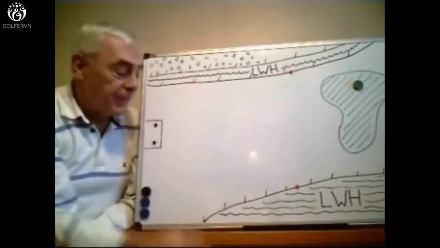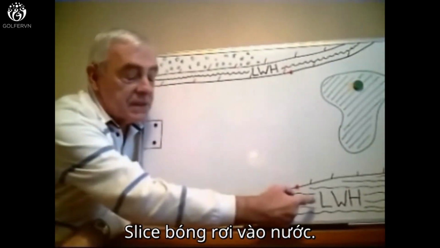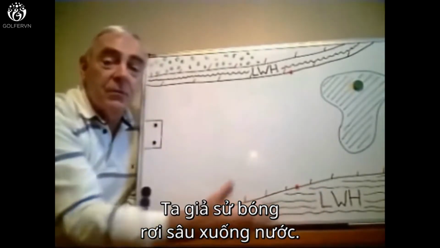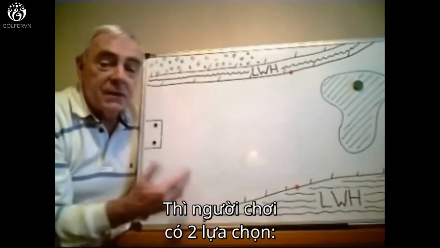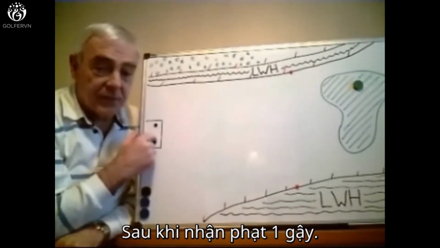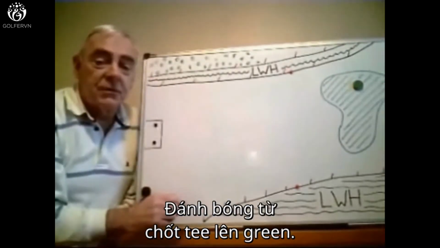If we take an example of a player that slices his ball into the water, and we'll assume that the ball is deep in the water, the ball can't be played. So the player has two options. He can play his third stroke, having taken the penalty at one stroke, from the teeing ground towards the green.